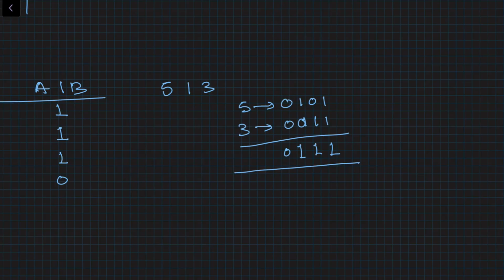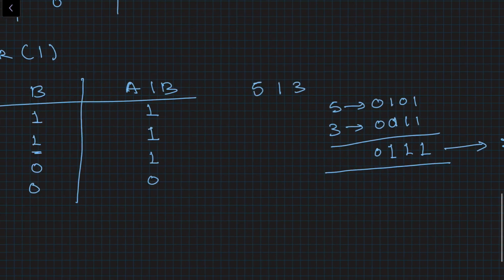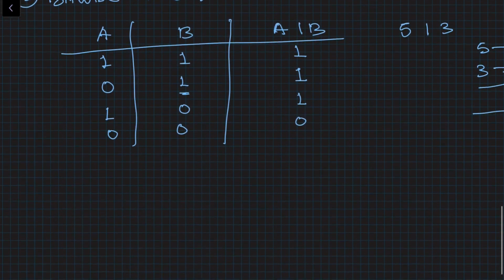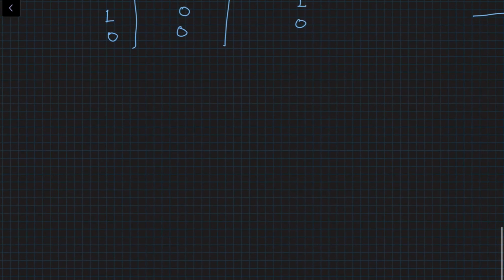So this is the binary representation of the value that we are going to get as the output of the operation 5 OR 3, and if we convert it into a decimal value, it is 7. So I hope you understand these two operations, how you perform bitwise AND and bitwise OR. Let's jump into the third bitwise operator, which is bitwise XOR.